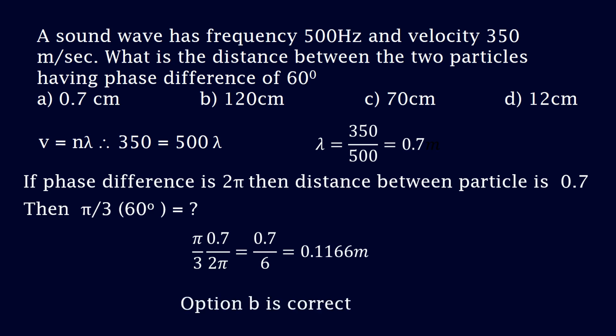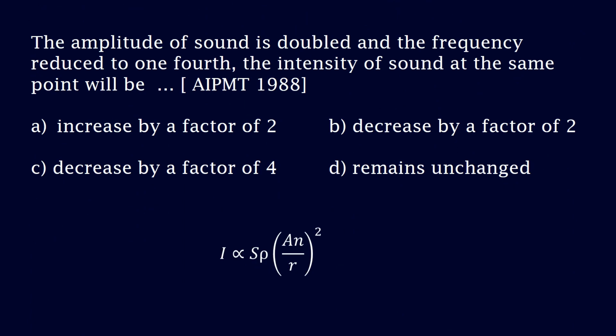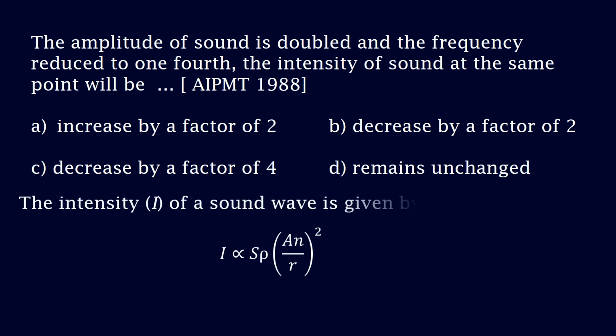Option B is correct. In this question, the amplitude of sound is doubled and the frequency is reduced to 1/4. We are asked to calculate the intensity of the sound at the same point. I is directly proportional to S, that is the surface, into rho, that is the density, into (A n upon R) whole squared. A is amplitude, n is frequency, and R is the distance of the point from the source.